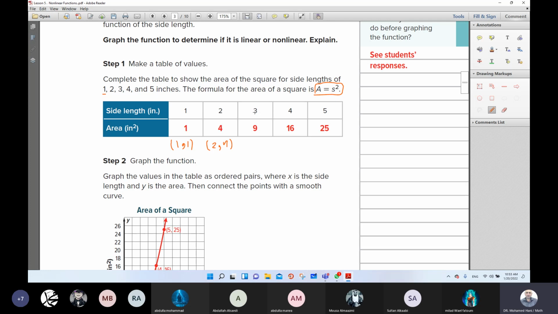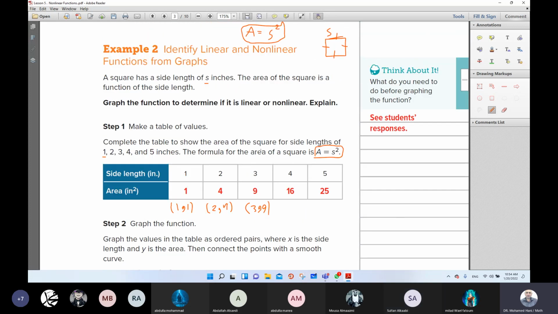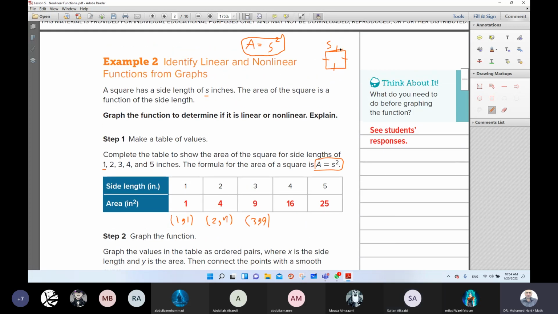If the value of the side is 3, s is 3, squared means 3 times 3 will be 9. So the point will be 3, 9. Mister, we get the area by multiplying the side lengths. Yes, as you remember, if you want to solve the area of the square, you can use the side times the side, or the side squared.